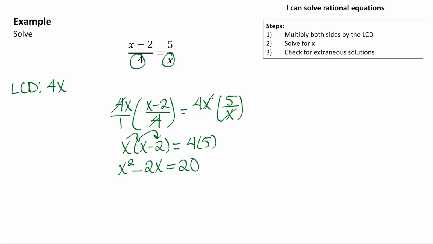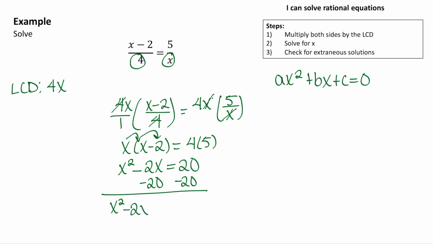Remember, to solve quadratic equations, I need to put them in standard form. Remember that standard form is ax squared plus bx plus c equals 0. So I'm going to subtract 20 from both sides of this equation to get it equal to 0. So I have x squared minus 2x minus 20 equals 0. So now let's work on solving this quadratic. x squared minus 2x minus 20 equals 0. If you try factoring, you'll notice that this cannot be solved by factoring.